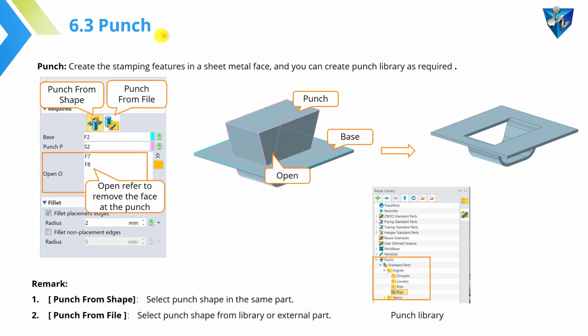And the next one is the powerful punch command. With this command, we can create various punch features, like a dimple, lover, rib, and etc. And you can build your own punch library to accelerate working efficiency. Okay, now let's move over to ZW3D to show you more details.